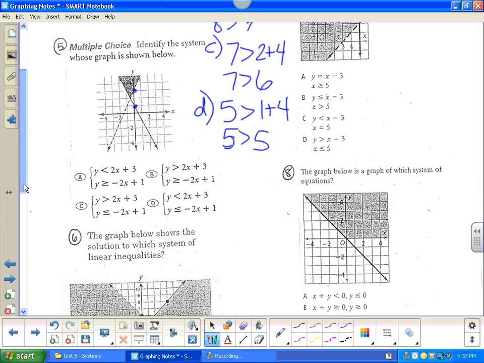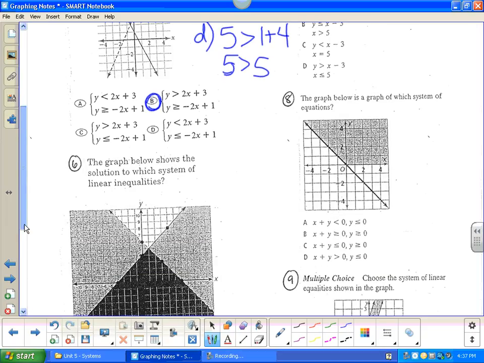So now let's talk about where we want to shade. For the dotted line, for me to get here, that would be shaded above. And for the solid line, for me to get in here, that would also have to be shaded above. So I want to be shaded above for both inequalities. So which ones have both inequalities as greater than? And the answer is B.